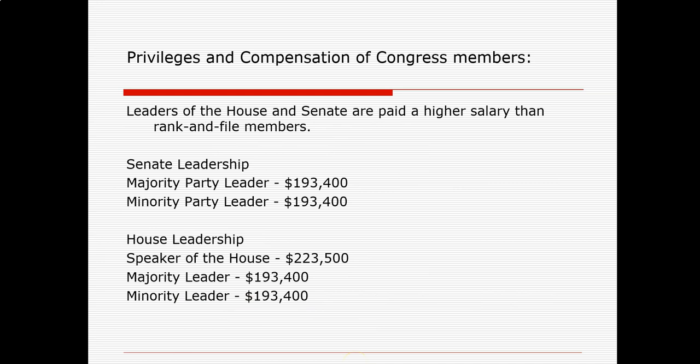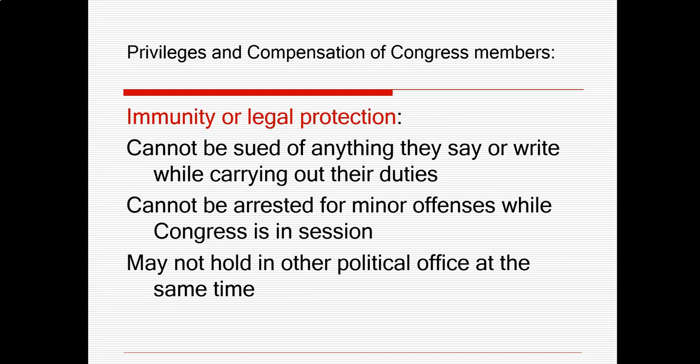Continuing with privileges and compensation of Congress members. As you can see here, we have a breakdown of the Senate leadership as well as the House leadership, and they get paid significantly more than the other members. This is really important because obviously these people have been there for quite some time, and they are leaders of their individual parties. I'm not going to go over all of the numbers here, but you can see them for yourself. There are significant numbers for anybody, basically.